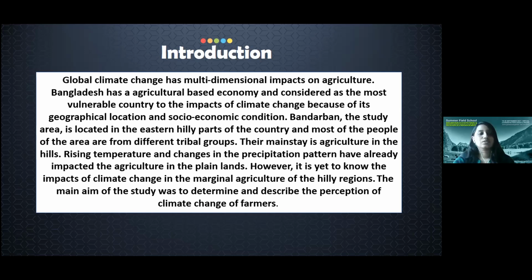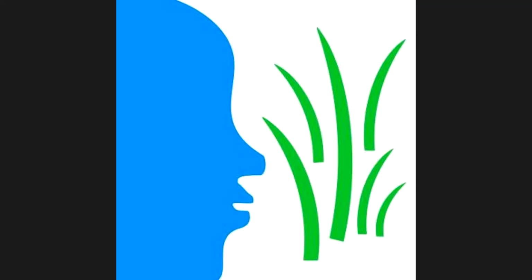We have selected Bandarban, and the temperature is shown here. The main crops of that district are paddy, sesame, and others.